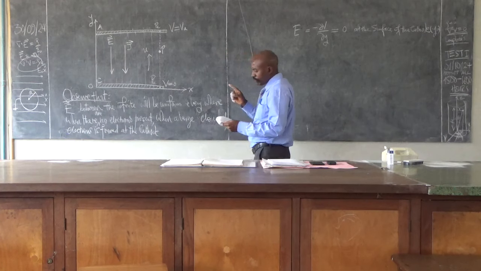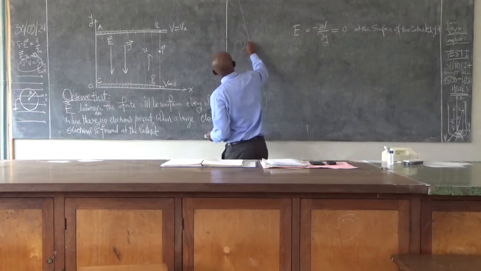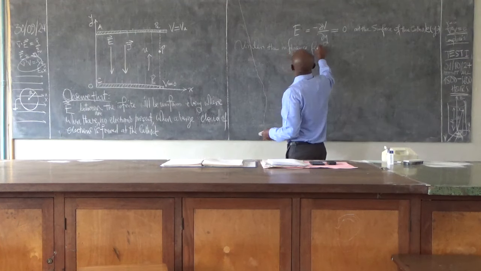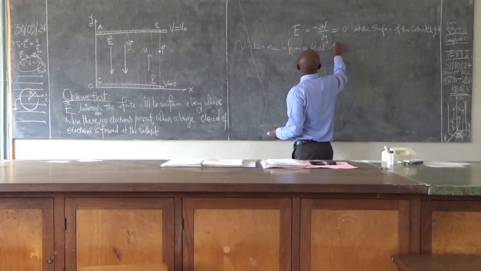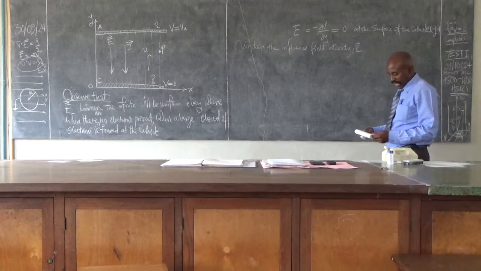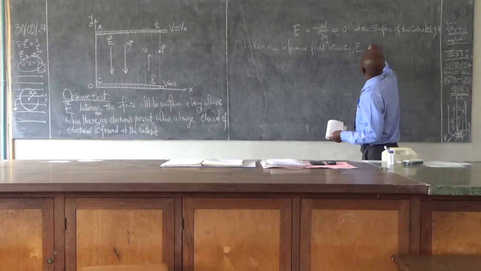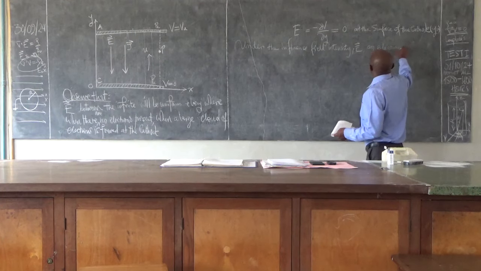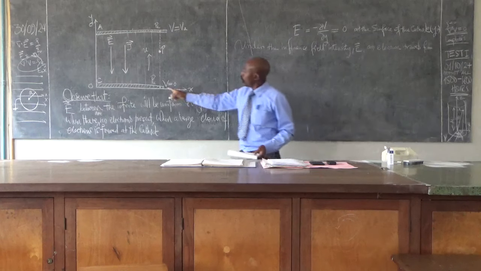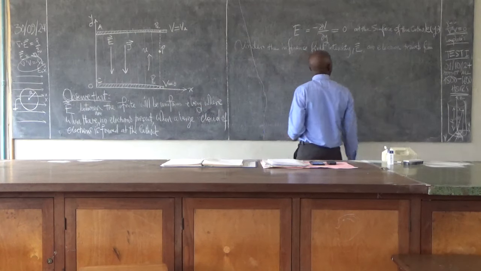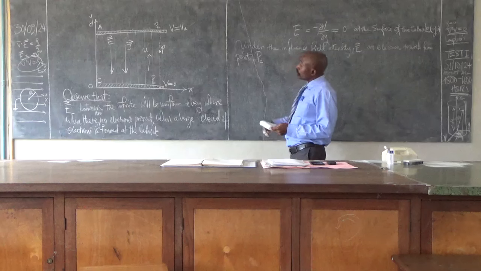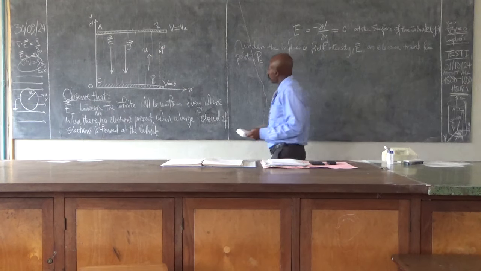Under the influence of field intensity E, an electron travels from point PC, from this point here on the cathode, and goes all the way to the anode, towards PA.